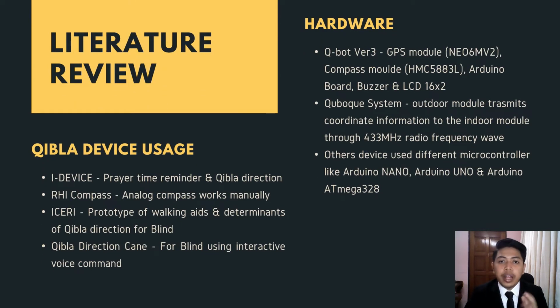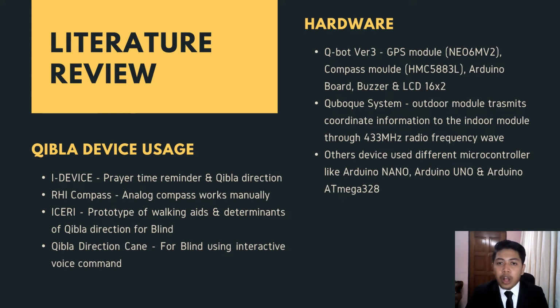This is the literature review that I researched for my final year project. I summarized the literature review into two parts, which are Qiblat device usage and hardware. For Qiblat device usage, there are a few Qiblat devices like iDevice to find prayer time reminder and Qiblat direction. RHI compass is an analog compass that works manually. ICERI developed a prototype of working aids for determining Qiblat direction for the blind, using interactive voice command. So overall, this prototype is just for blind and visually impaired, so it is not focused on disabled people in general.